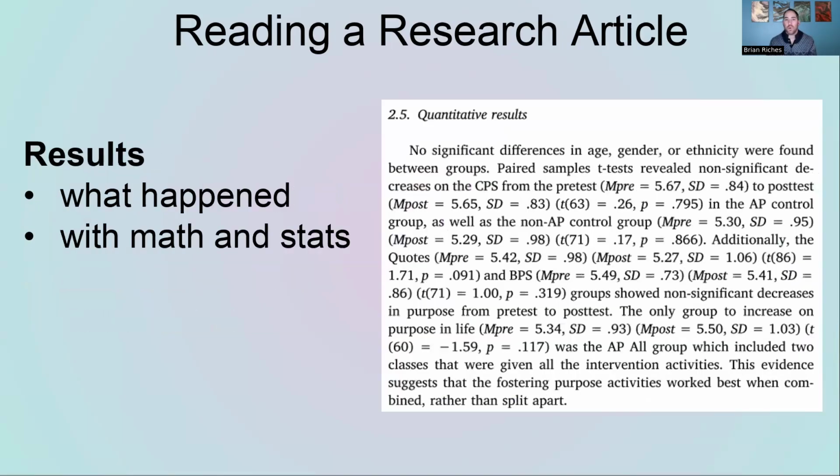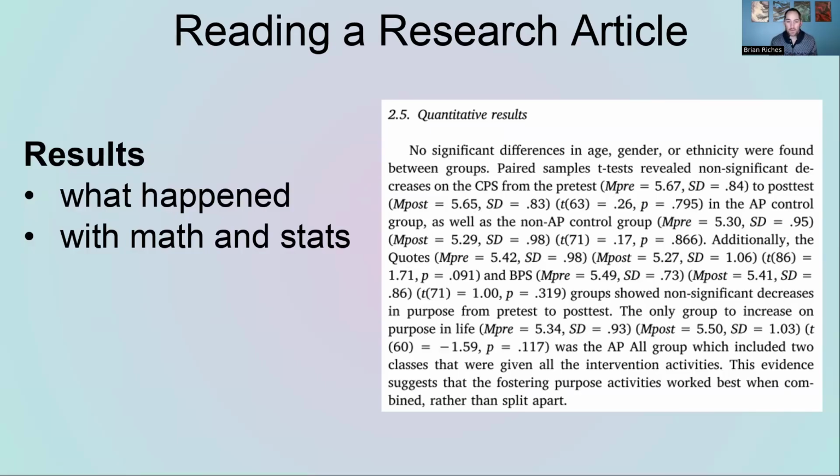Similarly, the results, you can probably entirely skip that. For my 100 and 200 level classes, the results is what happened. What is the math? What is the stats? What are the math results? So what is the mean pre-score versus the post-test score? And then what is the significance test to that? If none of that made sense to you, that's totally fine. That's why I don't care if you read the results in my 100, 200 level classes. It's the math of what happened. And it's very important for researchers to look at this math and say, okay, so this worked, this didn't work.